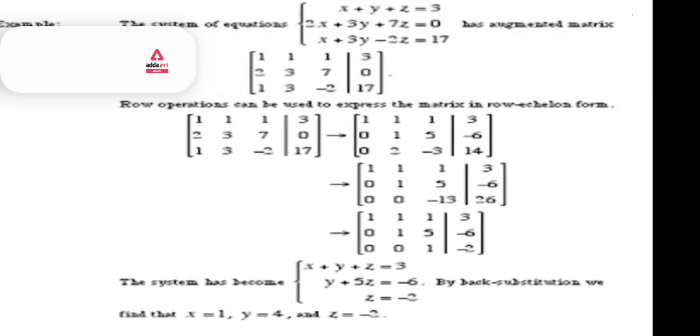Row operations can be used to express the matrix in row echelon form. Why are we making the echelon form? This makes an upper triangular matrix, and the solutions are 1, 4, 2, minus 2. As you know, we are understanding this. The Gauss elimination method makes us divide, and thank you for giving this opportunity.